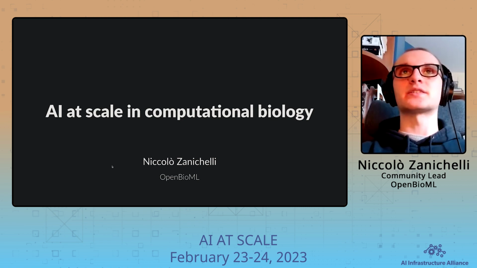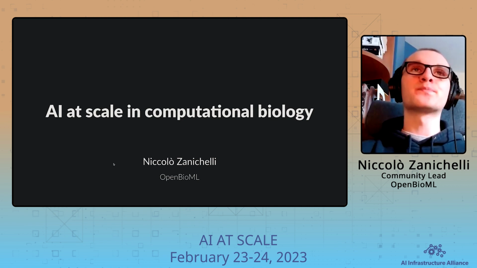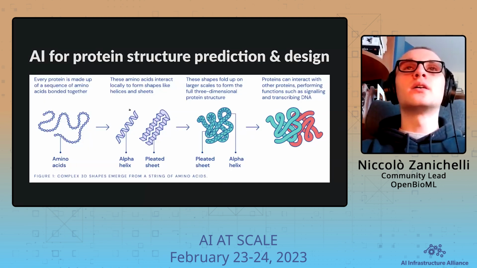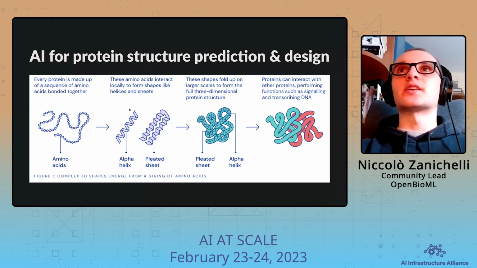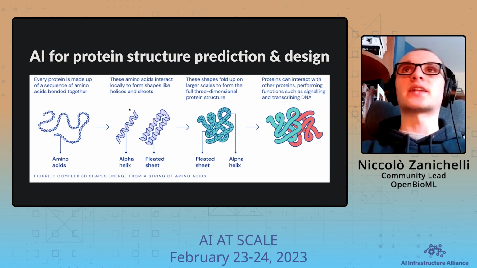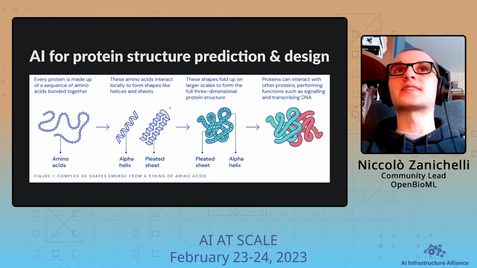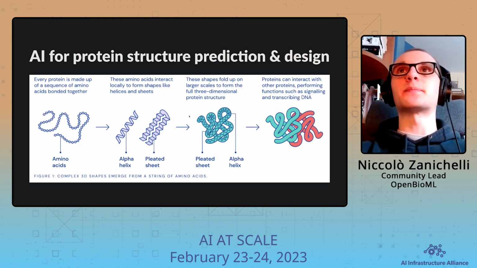Today's presentation is about artificial intelligence in computational biology and the increasing relevance of scale in this context. Let's begin. We will begin by discussing some of the most important recent developments in machine learning when applied to protein structure prediction and protein design. First, however, let's briefly discuss what proteins are and why these applications are so important.